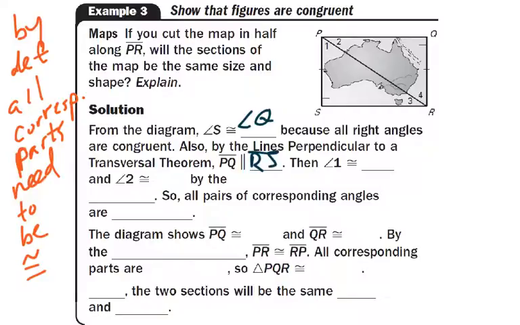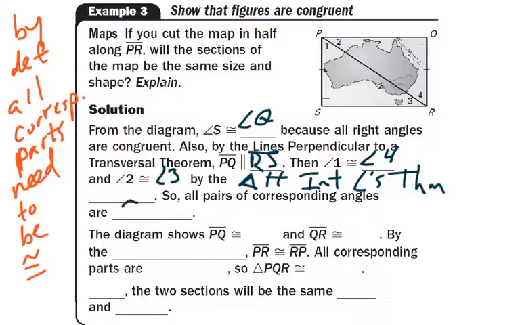Then angle 1 is congruent to angle 4. Angle 2 is congruent to angle 3 by the alternate interior angles theorem. All right? So all pairs of corresponding angles are congruent. So we've got all of our angles. Now we need to show all the sides.